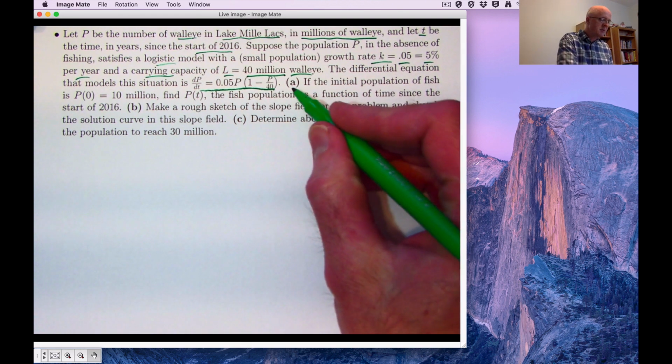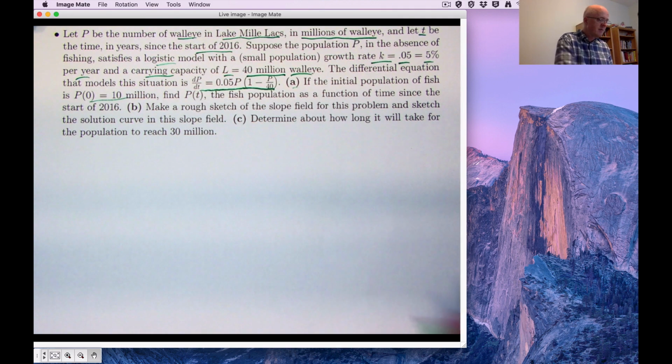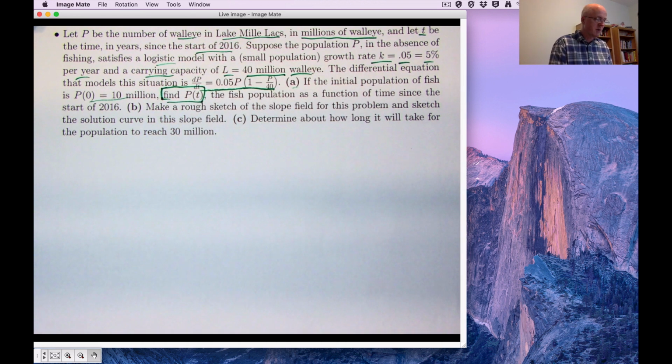Part A, if the initial population is 10 million, so we have an initial value problem here, find P of t, that's our goal, is to find a formula for the solution of this differential equation based on that initial condition, the unique solution of the initial value problem.